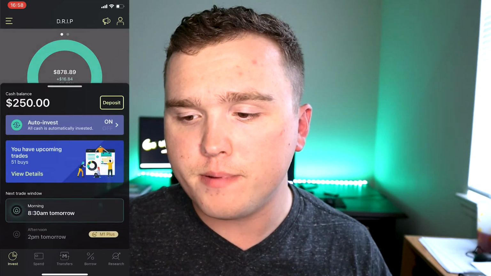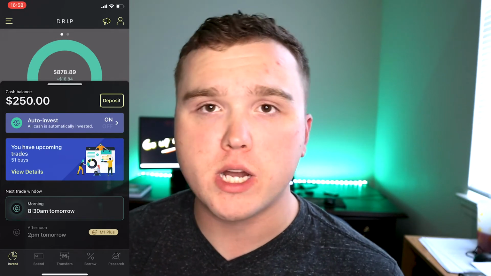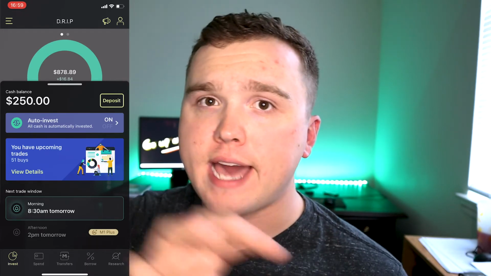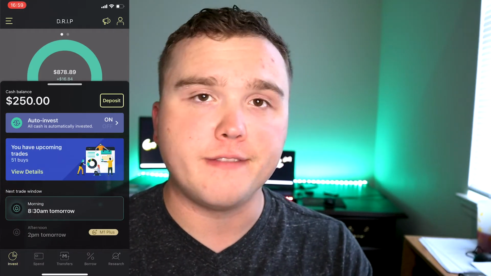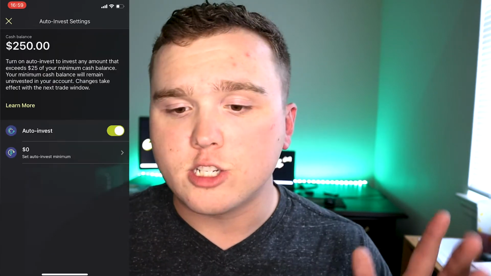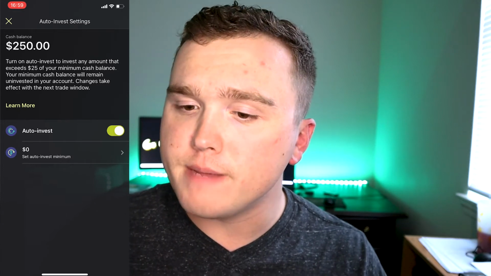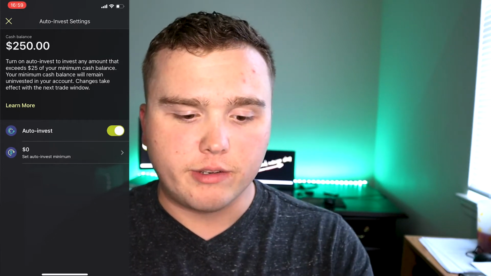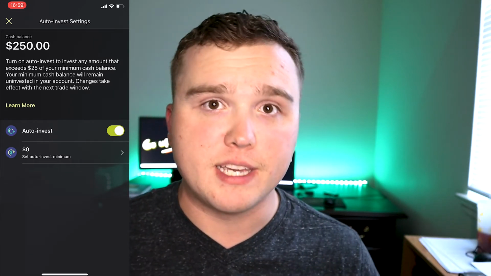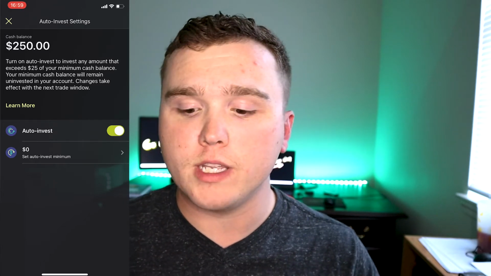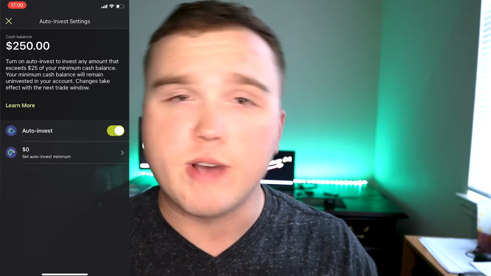And if you scroll up, you have the deposit option here as well as your cash balance. Your cash balance is of course the money that you've put into your account but have not yet invested. And one of the things that I really like about M1 Finance is they actually offer a feature called Auto Invest. And you can see it says turn on Auto Invest to invest any amount that exceeds $25 of your minimum cash balance. Obviously you can see you can set your own minimum balance. I just put mine at 0 because I want to constantly be investing every chance that I get. I don't really want money just sitting in the account. I want money to be invested in the account. So that's why I have that at 0.